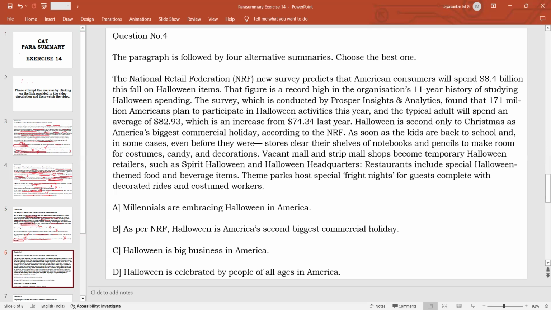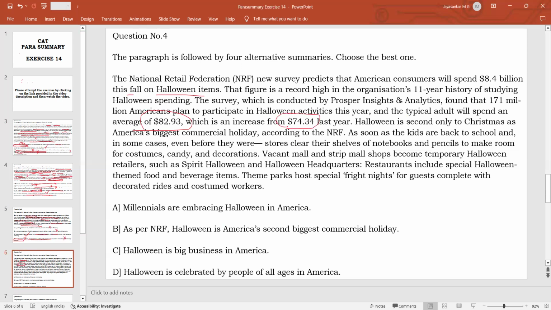So the passage is saying that the survey is predicting that American consumers are going to spend $8.4 billion this Halloween, because Halloween generally falls in the last week of October, during the fall season. And it is a record high in the organization's 11 years. So this is a record as far as the organization is concerned, because they have been conducting surveys for the last 11 years. And 171 million Americans are going to participate, and the typical adult will spend an average of $82.93, around $100 per person, which is an increase from $74.34 last year.